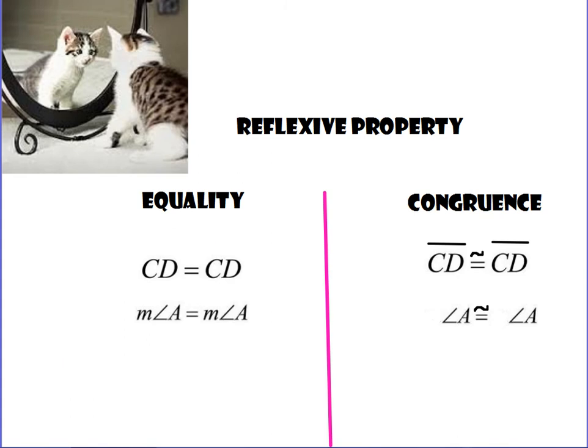Alright, some properties that you need to know. For each of these properties, we have versions for equality and congruence. If you're dealing with the equal sign, it's the equality property. If it's the congruent sign, then it's congruence. So, reflexive property: the idea is that something equals itself.